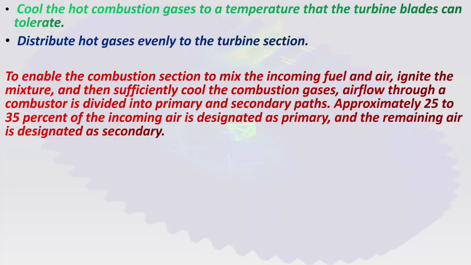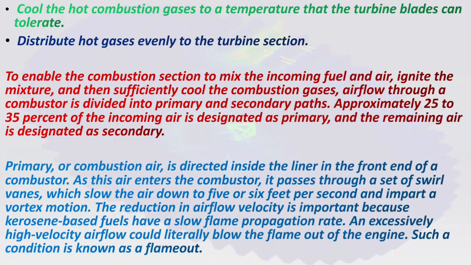To enable the combustion section to mix the incoming fuel and air, ignite the mixture and then sufficiently cool the combustion gases, airflow through a combustor is divided into primary and secondary paths. Approximately 25 to 35% of the incoming air is designated as primary and the remaining air is designated as secondary. So if we talk about the primary or secondary path, primary or combustion air is directed inside the liner in the front end of the combustor.